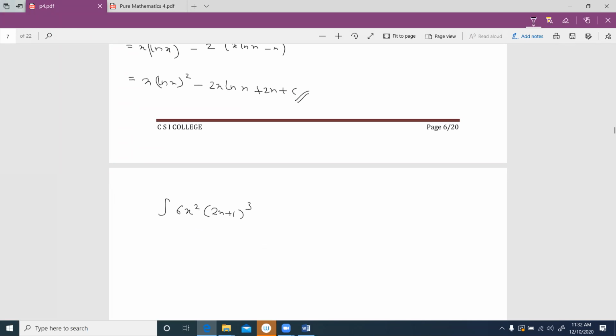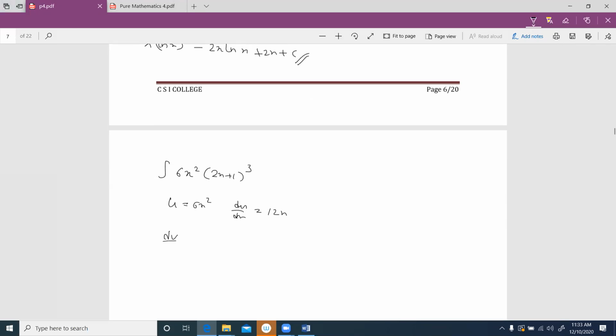In this kind of situation, you can use anything as u, but I prefer the term with fewer terms for u, because it is much easier. So du by dx equals 12x. Then dv by dx equals (2x plus 1) to the power 3. If you integrate it, you get 1 over 2 times (2x plus 1) to the power 3 plus 1, which is 4, over 4. That is 1 over 8, (2x plus 1) to the power 4.